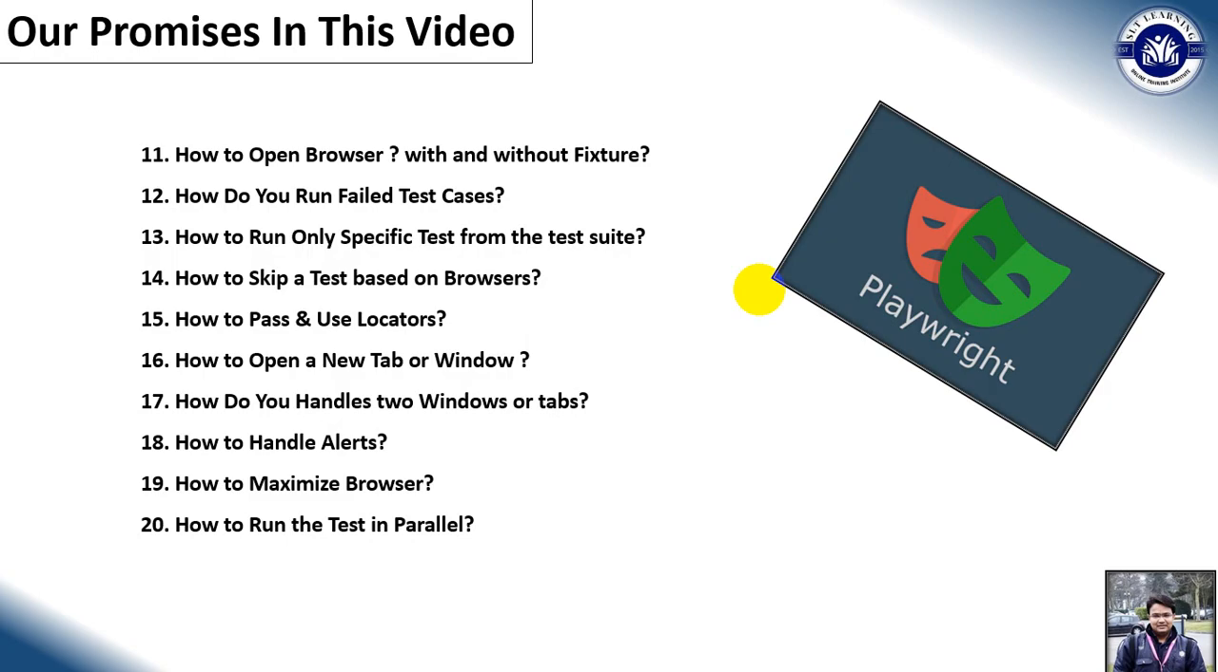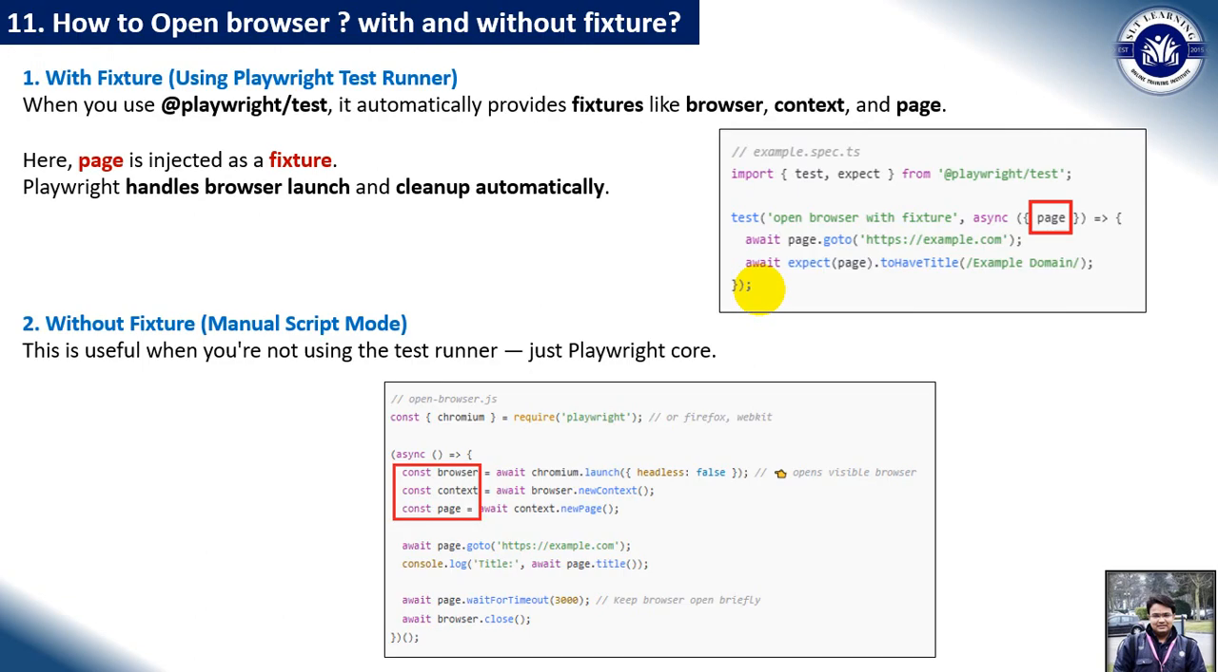So let's go with the first question of part 2. How do you open a browser with and without a fixture? As you know, in our last video we already covered what a fixture is. A fixture is something that helps you automatically do certain operations, like launching the browser and cleaning up the resources automatically at the end of the test case. You can see it in the highlight.